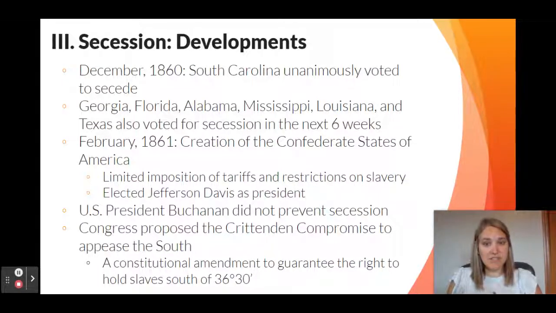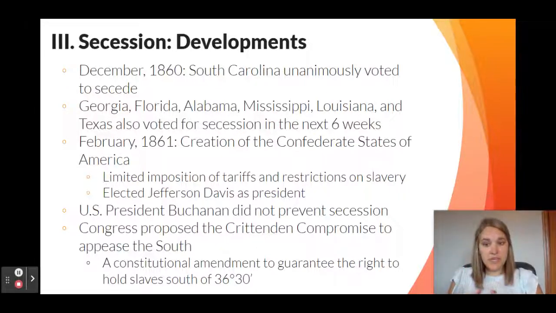In December of 1860, South Carolina will unanimously vote to secede. And then within 6 weeks, we see 6 additional states voting for secession. And so in February of 1861, we see the creation of the Confederate States of America. And their main 2 platforms or objectives are going to be limiting the imposition of tariffs and also limiting restrictions on slavery. They elect Jefferson Davis as their president.